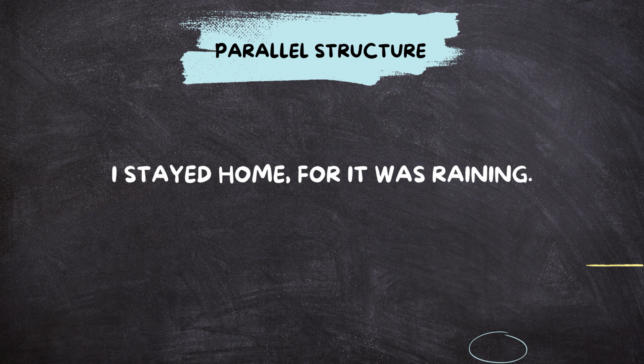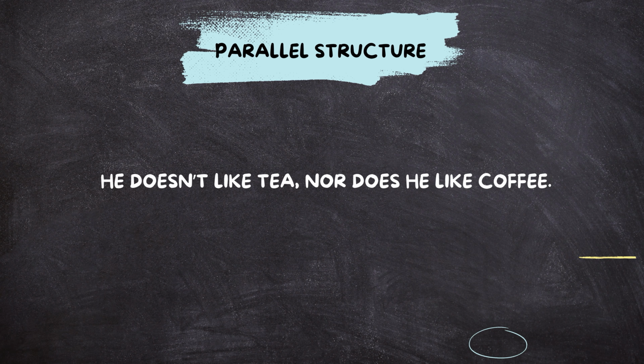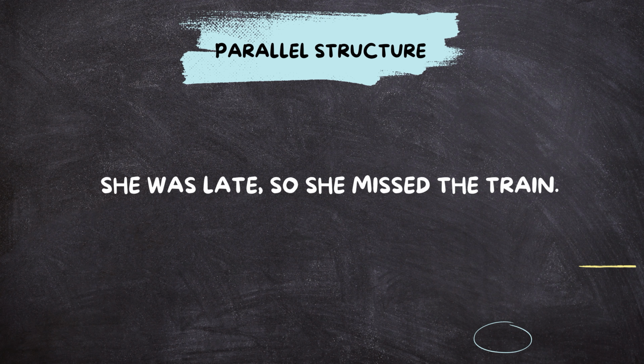Can you give me some examples? Of course. Look at this. I stayed home, for it was raining. Here, I stayed home is one complete sentence, and it was raining is another. The fanboys word for connects them and gives the reason. Now another one. He doesn't like tea, nor does he like coffee. Both parts are complete sentences, and nor adds the second negative sentence. And one more example. She was late, so she missed the train. Again, both sides are complete sentences, and so shows the result.